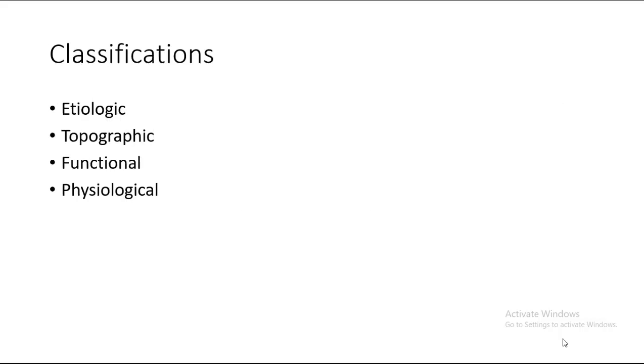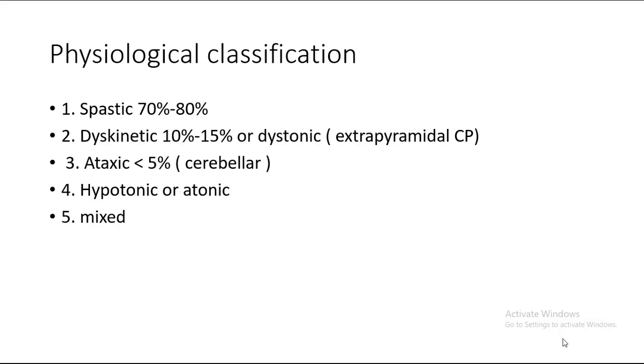There are 4 classification systems for cerebral palsy: etiologic, topographic, functional, and physiological. The physiological classification describes the physiological changes in patients with cerebral palsy. So there are spastic changes, which account for 70 to 80%.